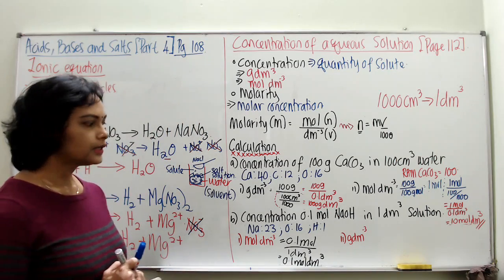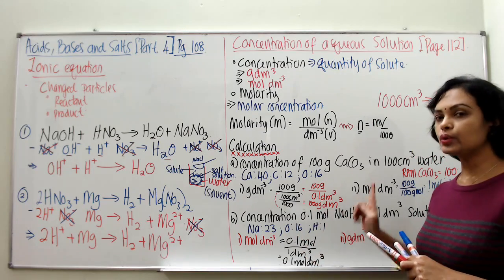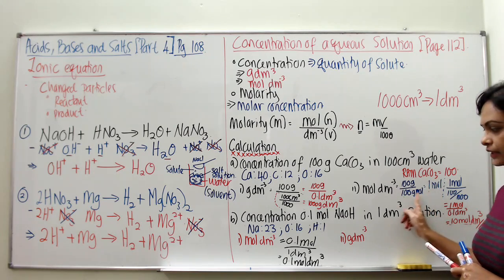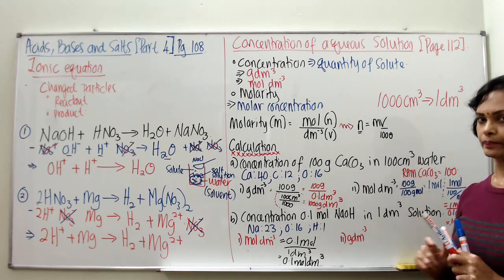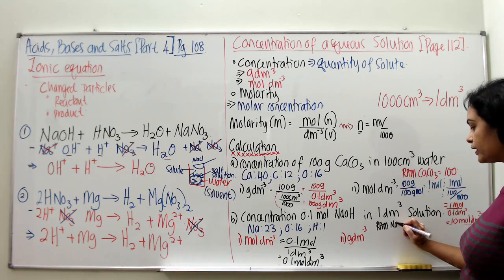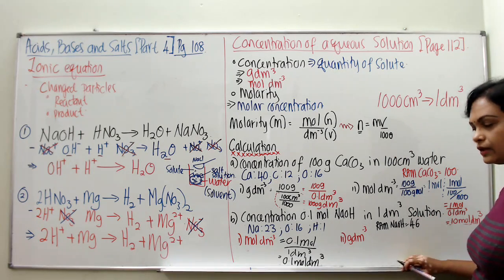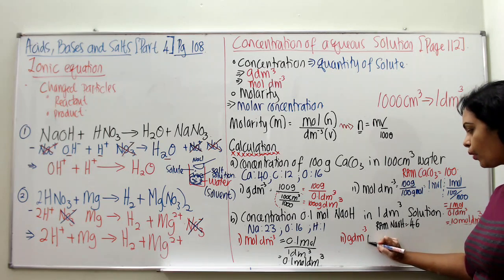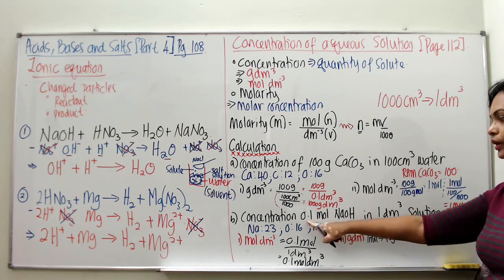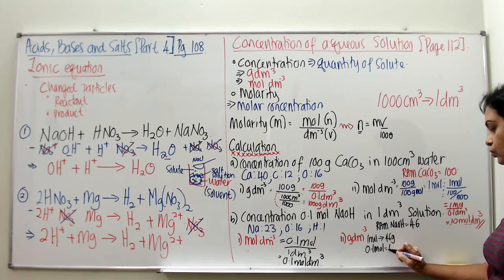Now let's go to gram. Now you are supposed to change mole into gram. Just now gram you try to change into mole. Here you are going to change mole into gram. Okay, so you will know that relative atomic mass for sodium hydroxide is equals to 46. So I hope you can calculate that. Okay, equals to 46. So 1 mole will bring 46 gram. So now you only have 0.1 mole. So 0.1 mole is equivalent to 4.6 gram.